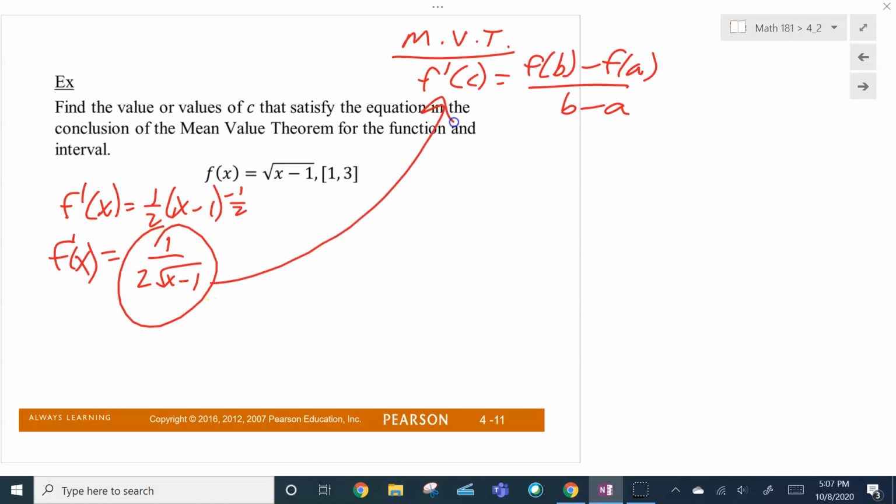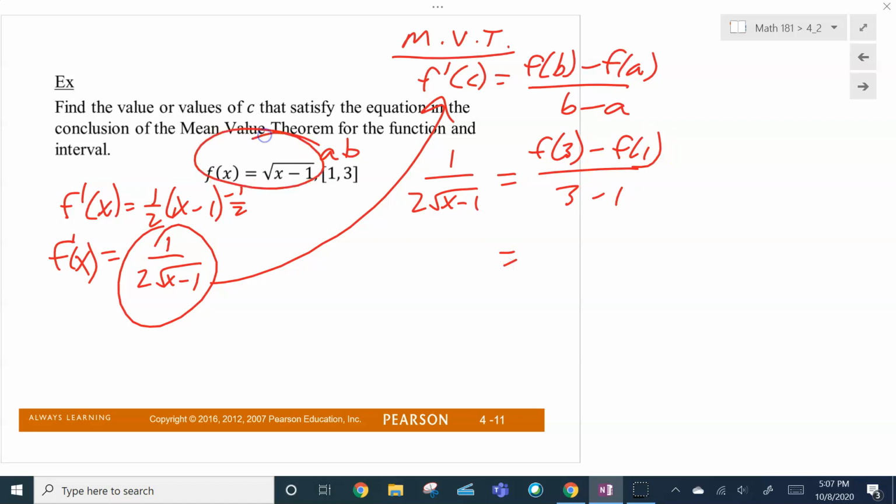Alright, now that's our f prime of x, right? I'm not using c, I'm going to use x here. Equal to, and we're going from a to b, from 1 to 3. So f of 3 minus f of 1 over 3 minus 1. Plug 3 into the original function, so I get square root of 2, minus, plug the 1 in, square root of 0, which is 0, over 3 minus 1. So I get square root of 2 over 2 equals 1 over 2 root x minus 1.